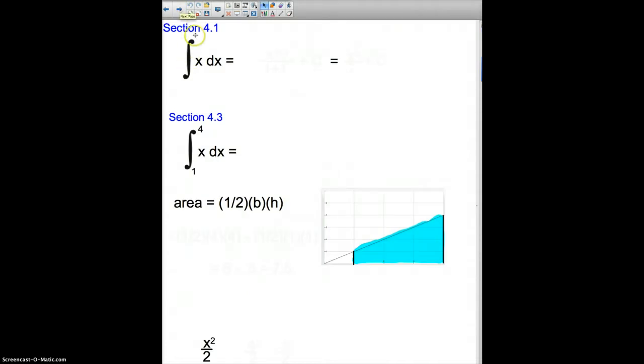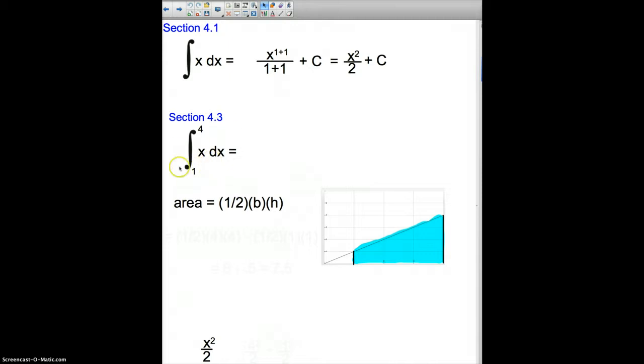In section 4.1, we found the integral of x dx. And that equals, remember, you add 1 to the exponent and divide by the new exponent, and then put plus c on the end. So that's going to be x squared over 2 plus c. All right, that was section 4.1. Then in section 4.3, we added these numbers 1 and 4, and we called this the definite integral, and all we were doing was finding the area.